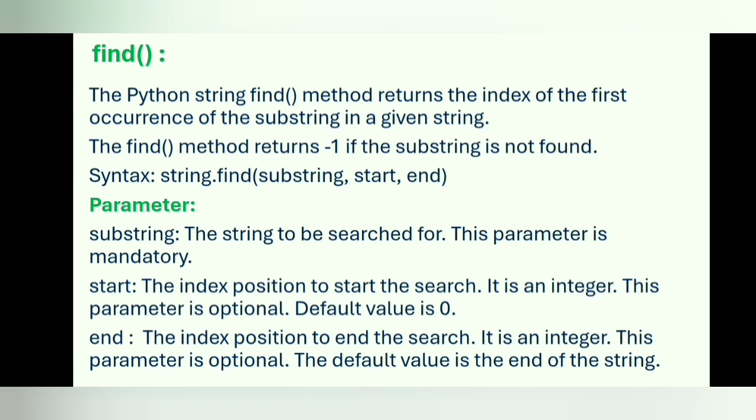So the find method returns the index of the first occurrence, which means the lowest index of a substring in a given string in the range between the start and end values. If start and end values are omitted, then search starts from the index value 0 and ends at the last character of the string. The end value is excluded while searching. It returns -1 if the substring is not found.